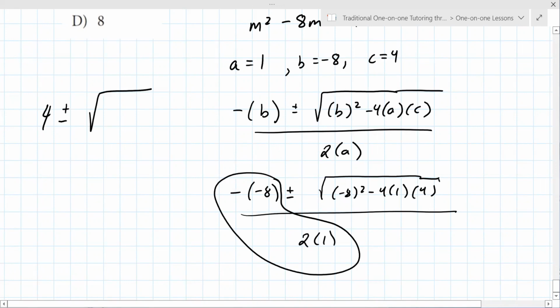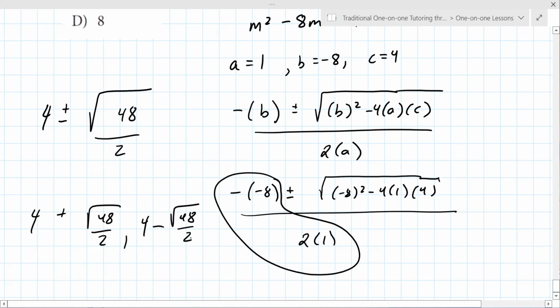Yeah. So our answer is 4 plus or minus the square root of whatever is inside there, which ends up 64 minus 16. It's not that bad. It's 48 over 2, so it's 4 plus the square root of 48 over 2, 4 minus the square root of 48 over 2. When you add those up, what do they combine to? 8.